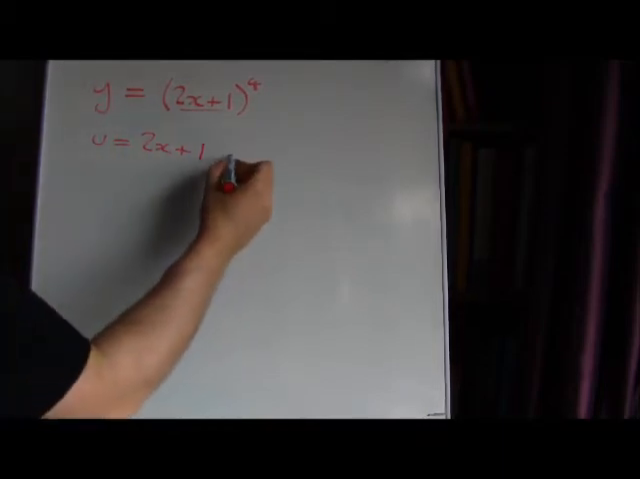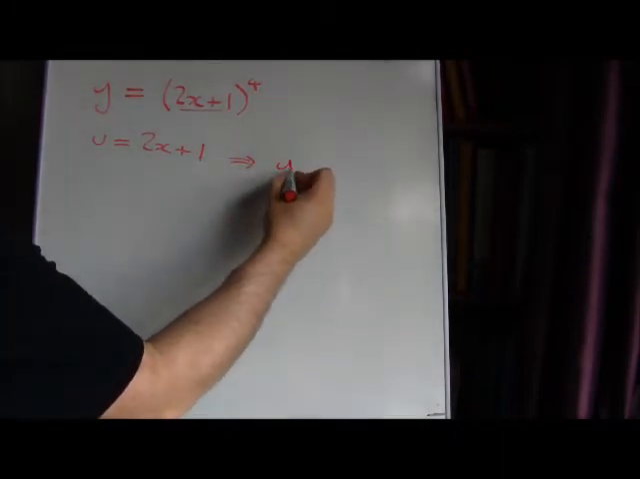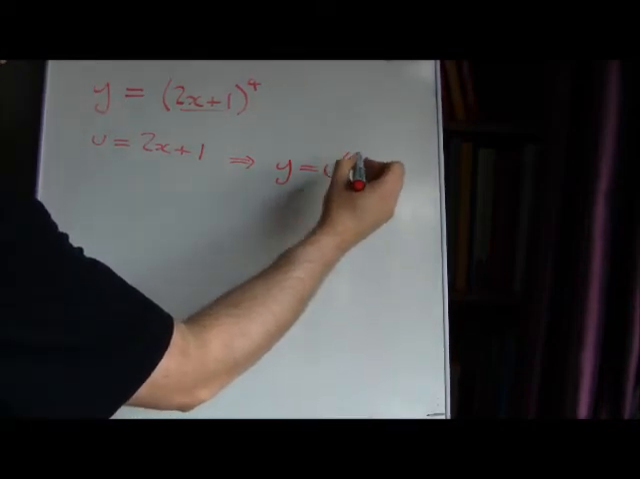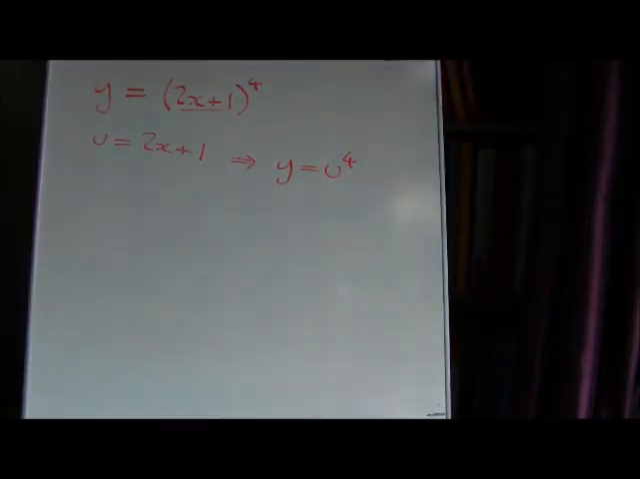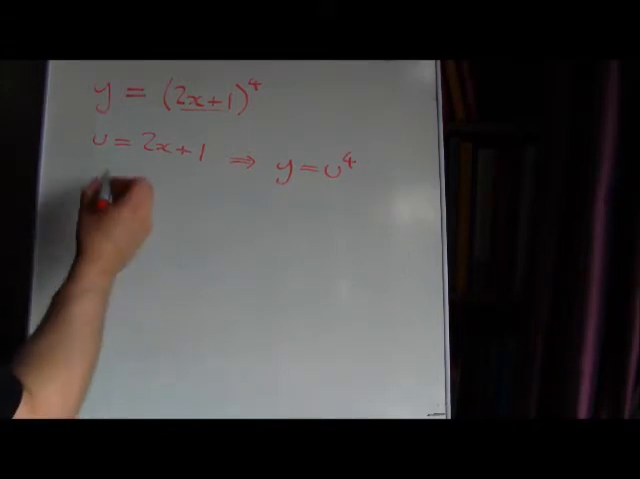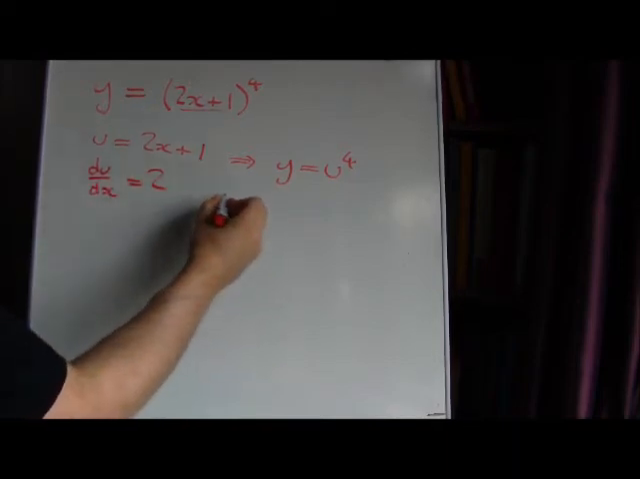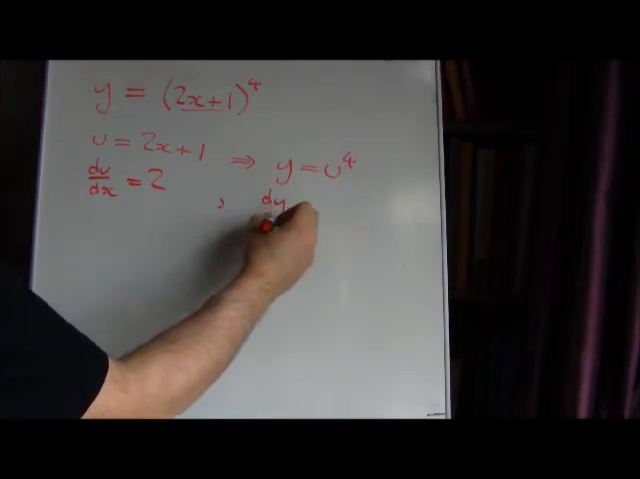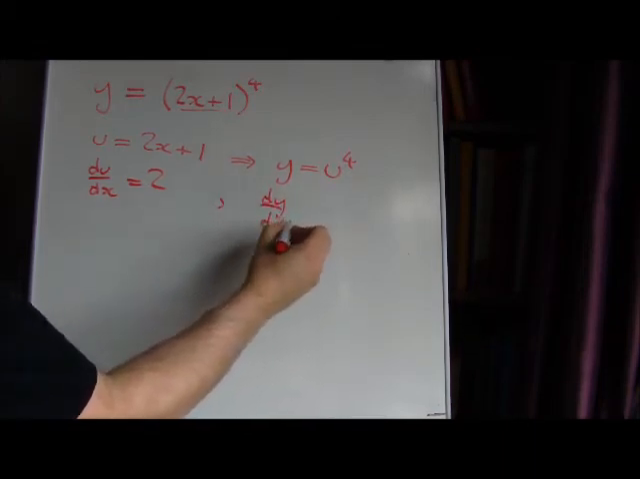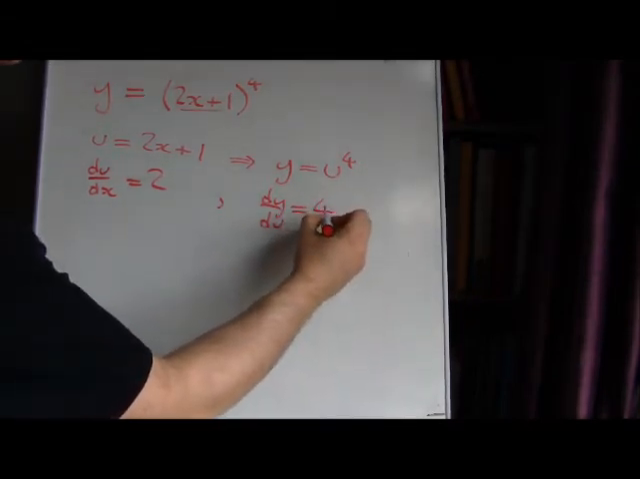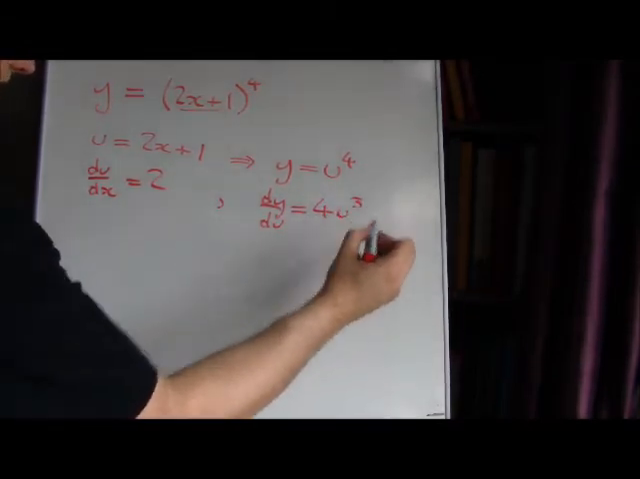If we make that substitution, it means that we can express the original function in terms of u. So it's going to be u to the power of 4. All we've got to do now is differentiate the two parts that we've got here. So if we differentiate u with respect to x, we'll get 2. And if we differentiate y, and the variable this time is u, so apply the power rule, we're going to get 4u to the power 3.